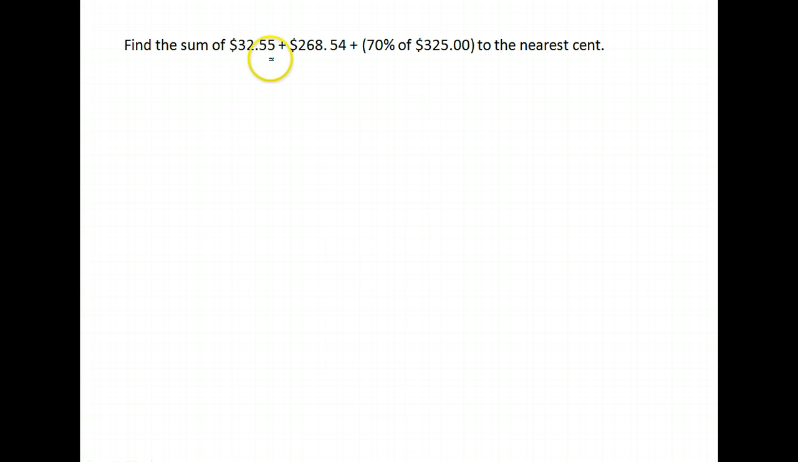Okay, here we have another sum we're asked to find. So we have 32.55, 268.54, and 70% of $325. Again, we have to do parentheses first. "Of," again, means multiplication. 70%, in order to use it to calculate, we have to change that to a decimal. So we move our decimal 2 places to the left. So in here we have 0.70 times $325. We still have that we're going to add to that 268.54 on the front here and 32.55.